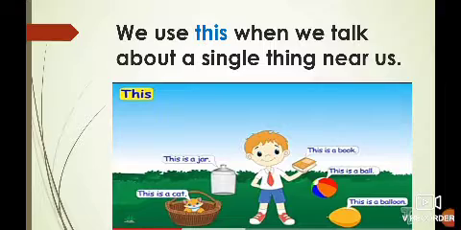So whatever single thing is near us, we will say this is a book, this is a ball, this is a balloon, this is a cat, this is a jar. So whatever things will be around us, we will use this with all those things. Okay, students?